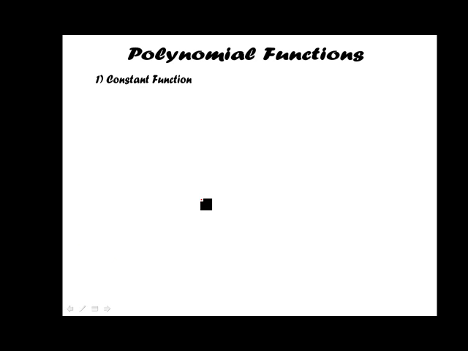Good morning, dear students. Our lesson today is polynomial functions. We knew before that we have three kinds of polynomial functions. The first kind is the constant function. Example is f of x equals c, where c is a real number, such as f of x equals 2. This is a constant function because its degree is 0.